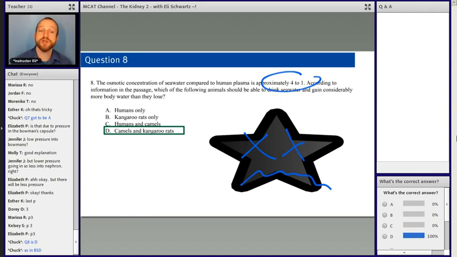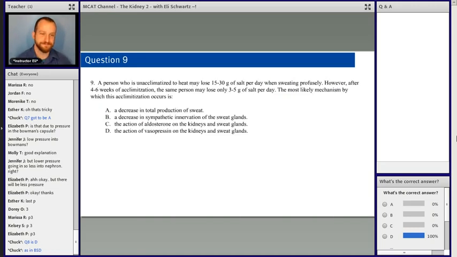And certainly we could have gotten rid of humans because we know humans can drink salt water, which also gets rid of C. Maybe we would have been tempted by B, but the passage does give us both kangaroo rats and camels. Nicely done. Okay, next up.